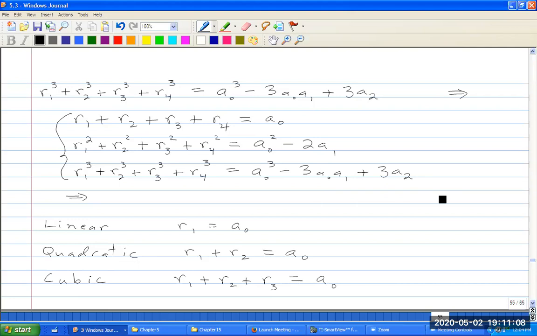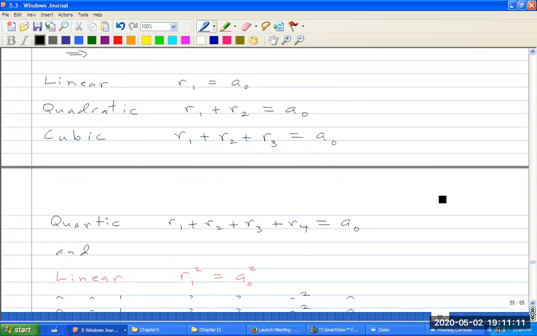So, let's summarize the summary. For linear equations, R1 is A0. Quadratic, R1 plus R2 is A0. Cubic, R1 plus R2 plus R3 is A0. Quartic, R1 plus R2 plus R3 plus R4 is A0. So notice that for any polynomial, the sum of the roots of the polynomial is A0. That's all this is saying.